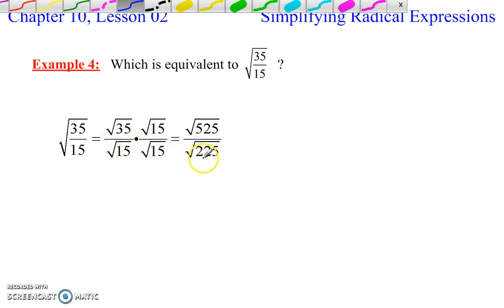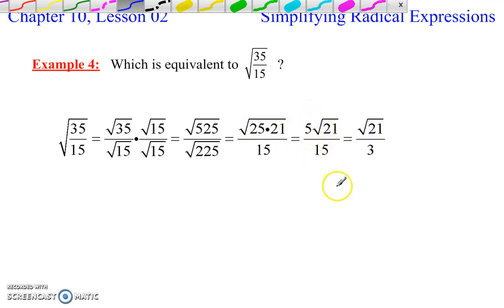or these cancel out because we end up with 15. Now, in the numerator, 35 times 15 gives me 525. We will factor this out and find the perfect square also here, and we can pull that out. Remember to simplify your fractions, otherwise the whole thing is not simplified. And finally, we have this option. So if you're following along with your book, that is option B. Now, they have given you some other options that are equivalent, but they're not in simplest form.